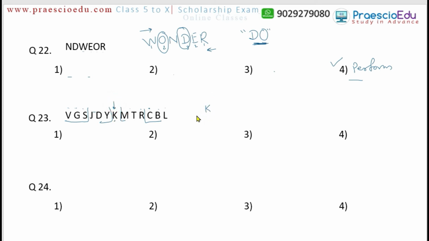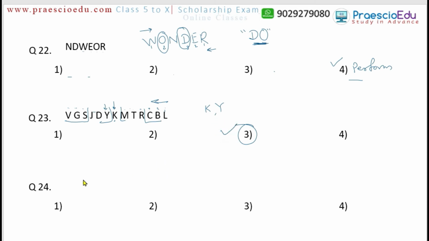Then the eighth place from the right. From the right side we have to find the eighth place. So first, second, third, fourth, fifth, sixth, seventh, and eighth. So Y. Here it is Y. K and Y, where are they available? In option number 3, they are given as K and letter Y. So that's why option number 3 is the correct one.